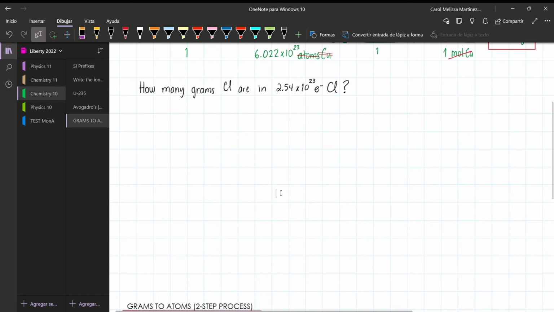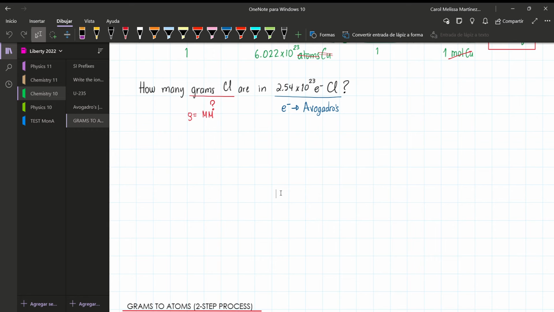So here I analyzed the given and the unknown. My given are electrons of chlorine. And because I have the keyword electrons, I know that I have to use Avogadro's number. My other keyword is they're asking me for how many grams of chlorine. Grams of chlorine is my unknown. And because the word gram is implicit in the question, then I know that I have to use molar mass.